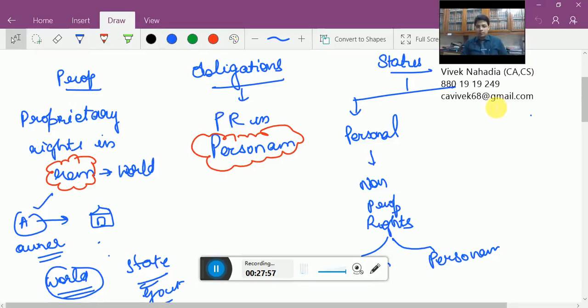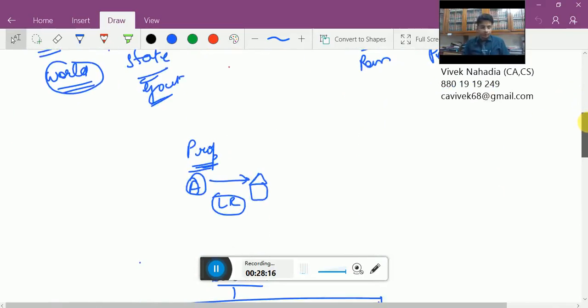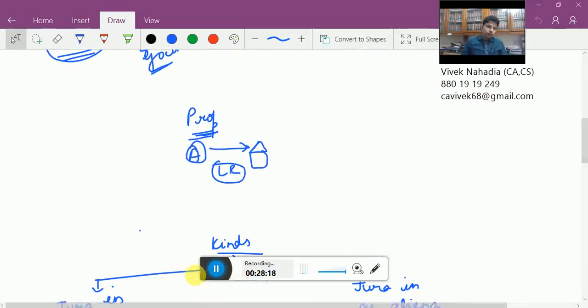Then we discussed the law of obligations, which deals with proprietary rights in personam. Then the third one is the law of status, which deals with personal rights. These are non-proprietary rights, a person's reputation, goodwill, etc. Then we said, what is the meaning of property? Property includes all the legal rights of the owner of that property, and law recognizes it.